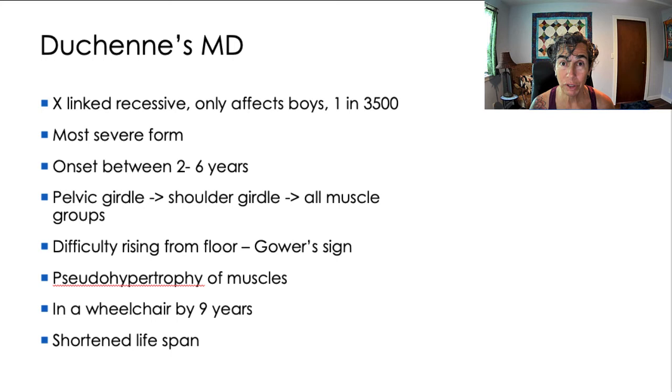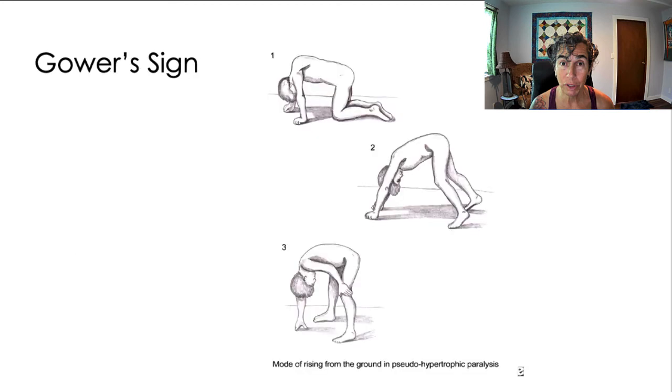Many boys with Duchenne's are in a wheelchair by about 9 years of age, and there is a shortened lifespan. I believe it's often into late teens through the 20s. There are 2 videos that are linked in the presenter notes, and you might watch them to see a picture of what Duchenne's looks like. And this is Gower sign.